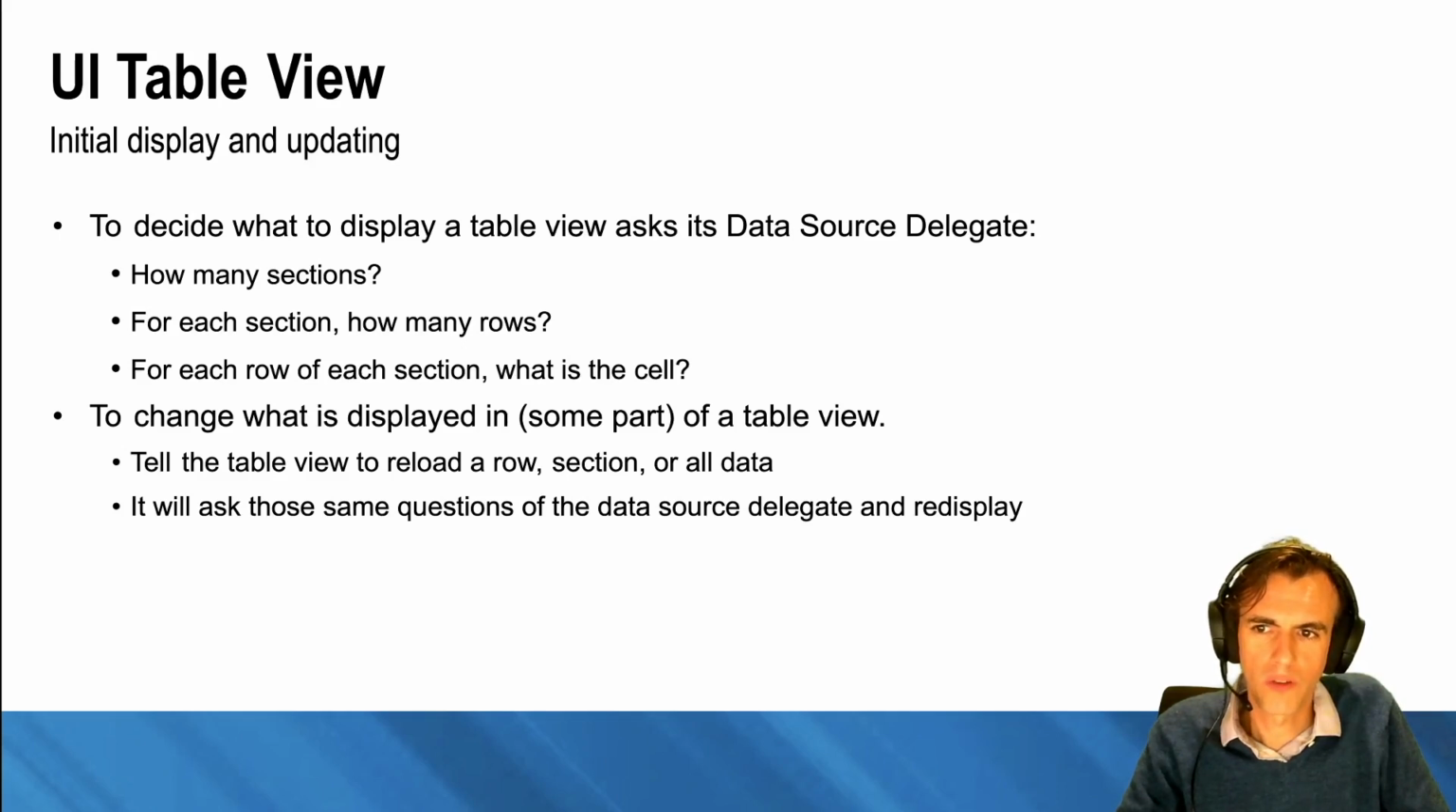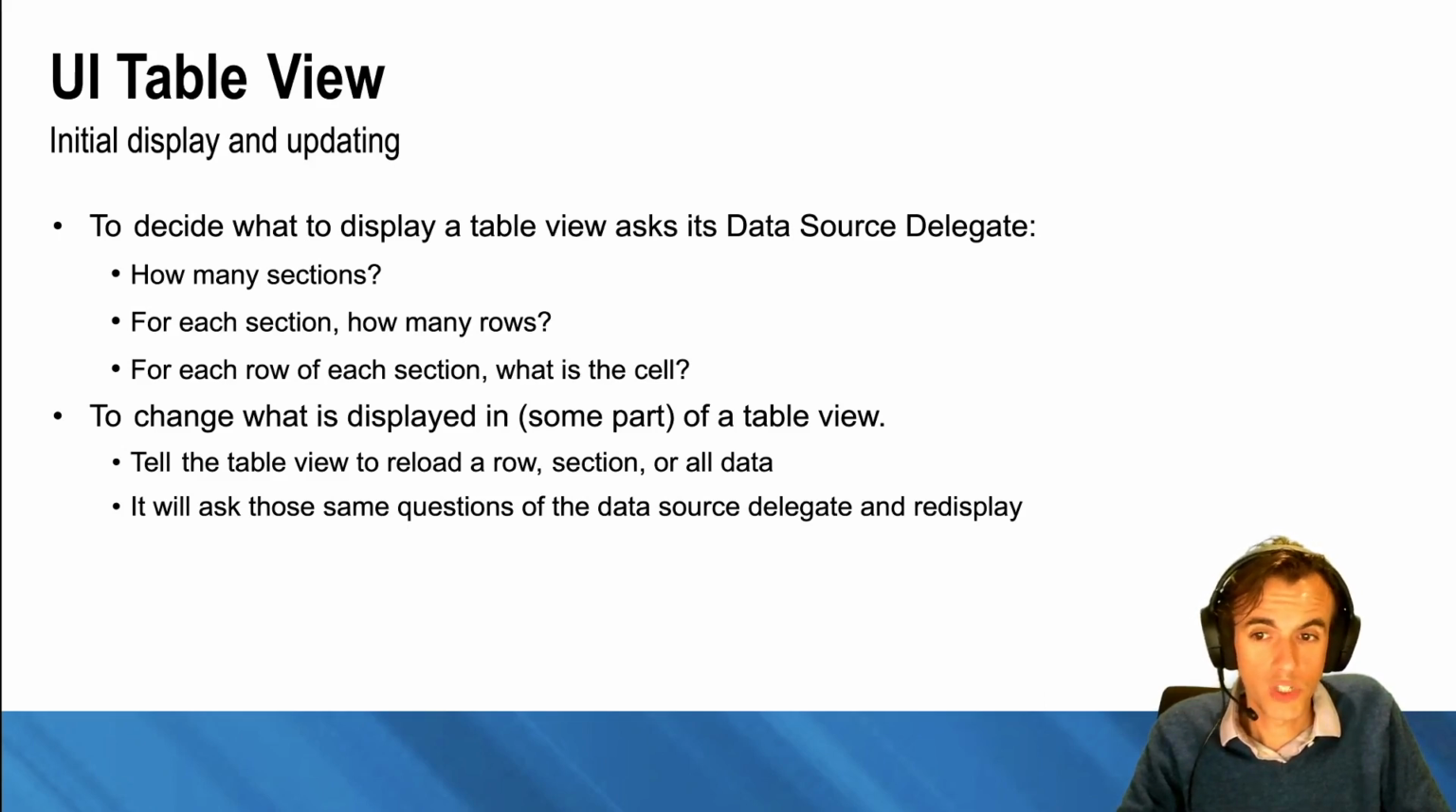Then one by one for each section, it's going to say for this given section how many rows are in it and get a number of rows. And then for each row in each section, it's going to ask the data source delegate what is the cell that I should be displaying at this row. And in that case, it can return one of the standard cells or a custom cell.